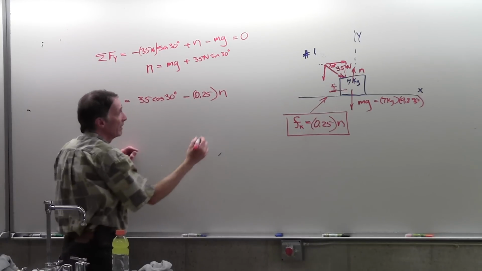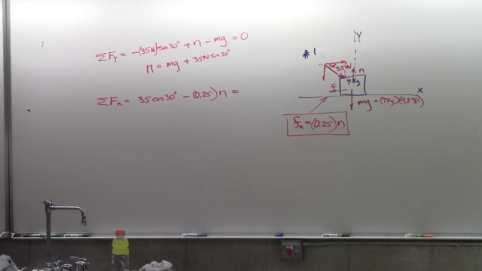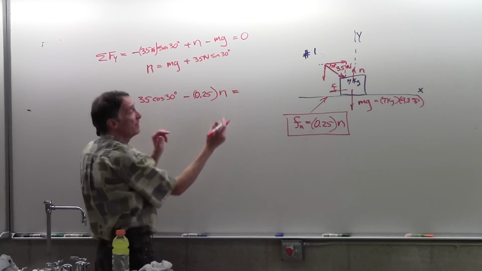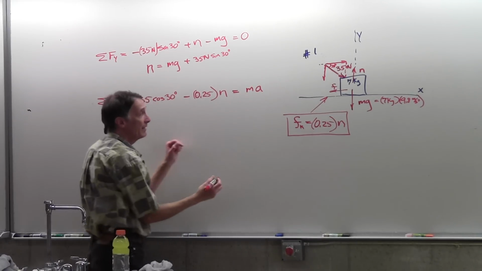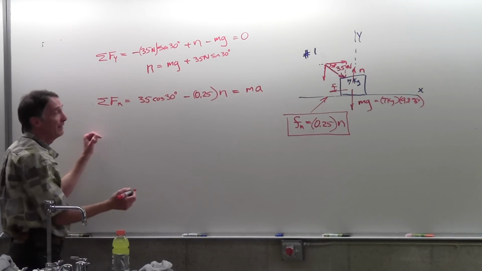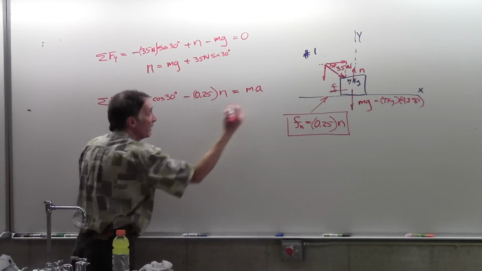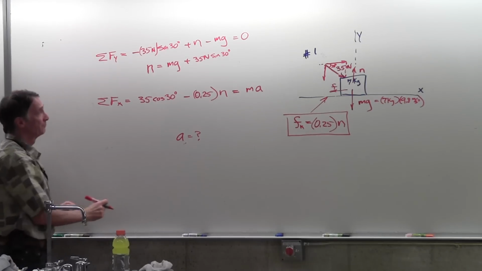In the x direction, then, what do I set this thing equal to? 0? The sum of the forces, F equals, yeah, ma. And that's what he wants to actually find. He wants to find that acceleration. So that is really the question that he's asking.